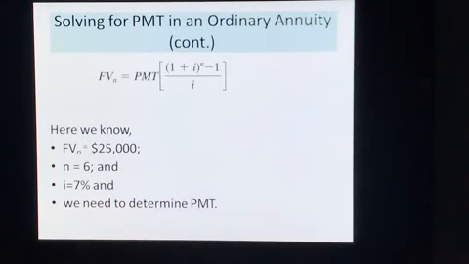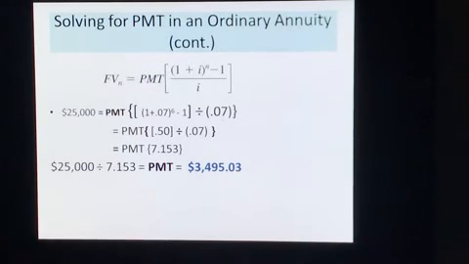So here the payment PMT is not given, which we need to determine. After inserting all these values, we can simplify this equation to calculate the payment value, which is $3,495.03 per year. So in order to accumulate $25,000 at the end of 6 years, when the interest rate is 7%, you need to make $3,495.03 every year. This is how you will explain it.